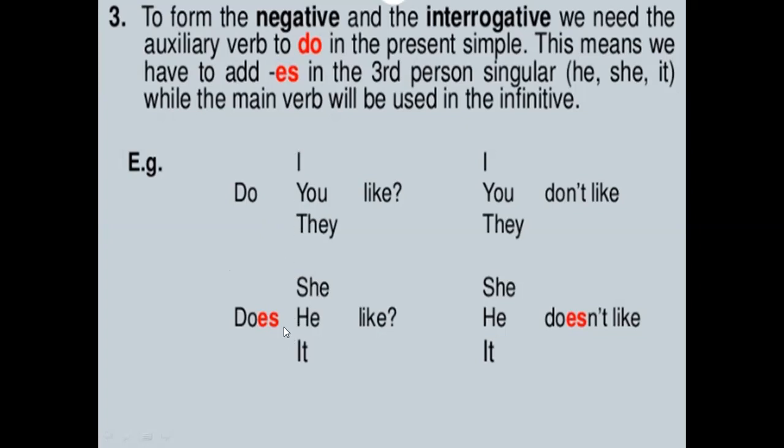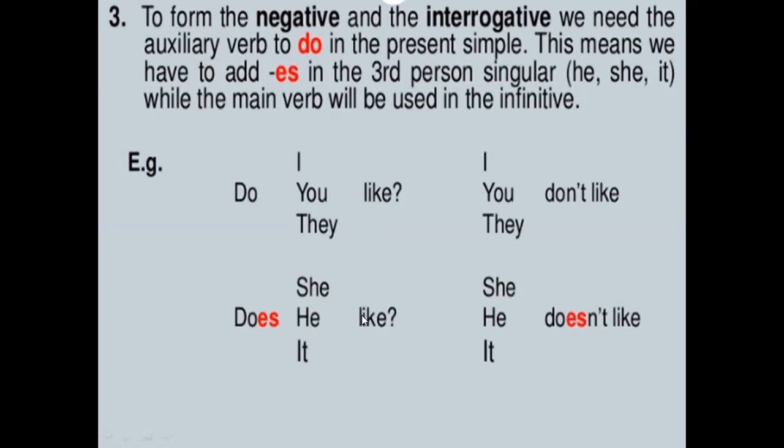Afterwards, the pronouns and the verb. So once again, auxiliary verbs do and does, pronouns, and the verb. Use do for I, you, and they. Use does for the pronouns she, he, and it. And then the verb. Example: do I like, do you like, do they like? For singular: does she like, does he like, and does it like?